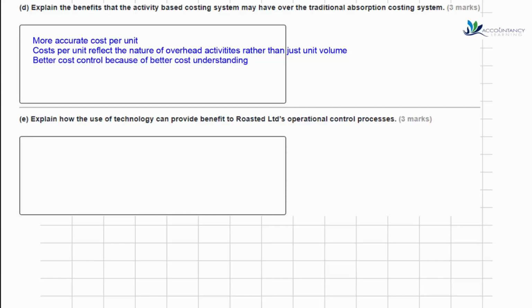And because we've got a better and more accurate cost per unit, that means our managers are going to have a better understanding of the costs, and therefore we'll have better cost control.